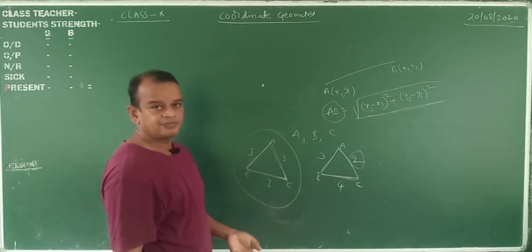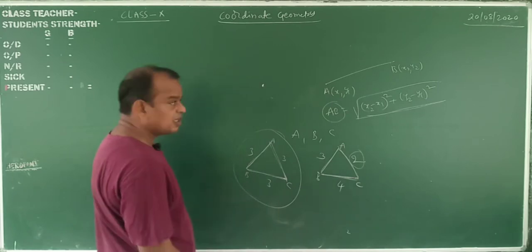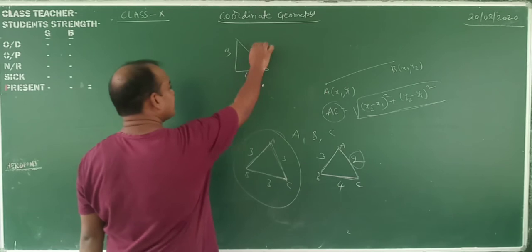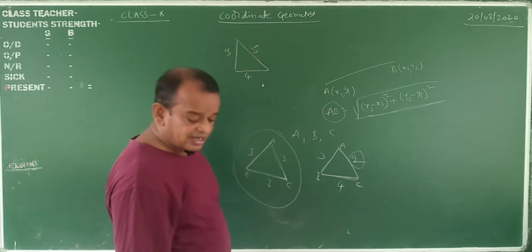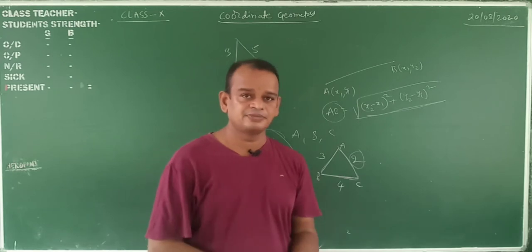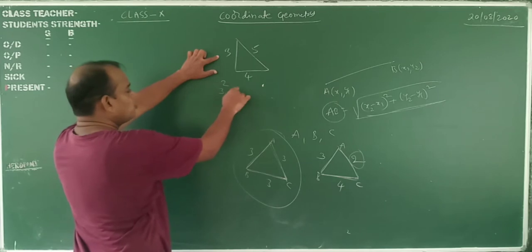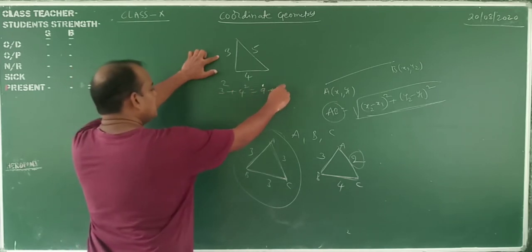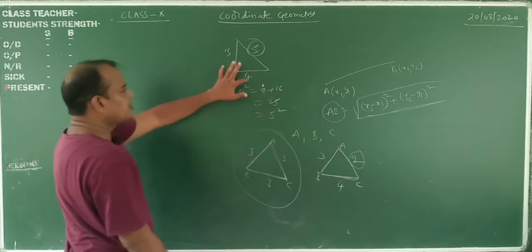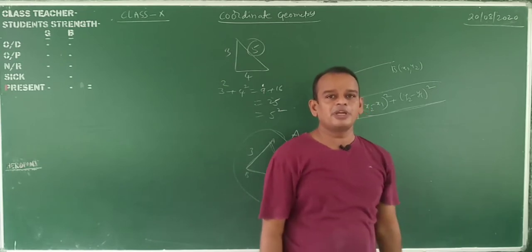That means equilateral triangle. Show that the points form a right angle triangle. Suppose this is 3, this is 4, this is 5. Right angle triangle means the sum of the squares of the two sides is equal to the square of the third side. That means Pythagoras theorem. 3 square plus 4 square equals 9 plus 16, that equals 25. 25 means this is 5 square. The sum of the squares of the two sides is equal to the third side's square. 100%, those points form a right angle triangle.